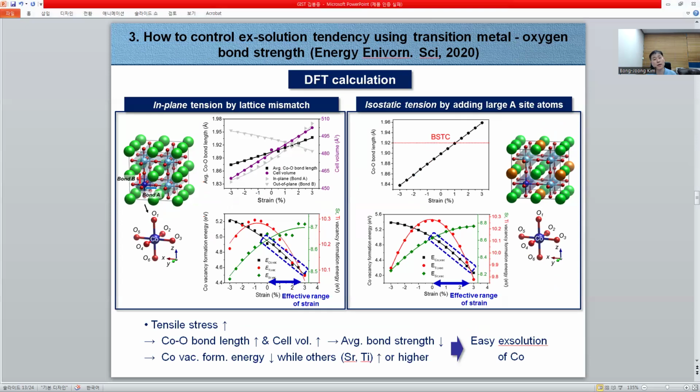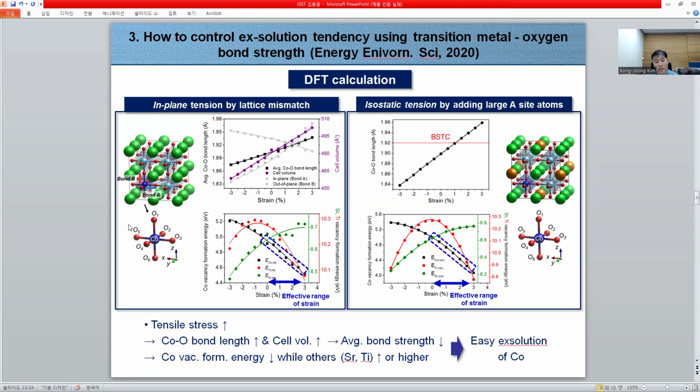This slide shows a study on how to ease exsolution by weakening oxygen bond strength. This result was published in Energy and Environmental Science at that time. We used two different ways to impose tensile strain on the oxide matrix, which is here cobalt-doped strontium titanium oxide. One of the two ways is applying in-plane tension to the cobalt-doped strontium titanium oxide film by inducing lattice mismatch, as you can see in the figures at the left side of the slide.